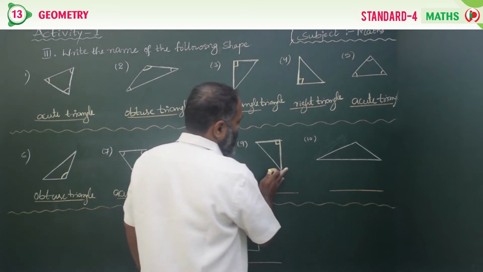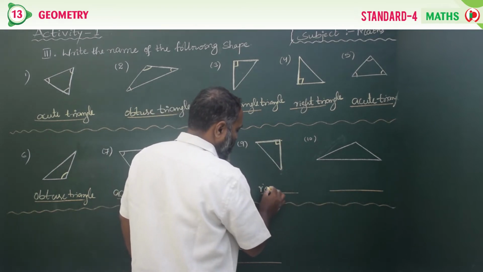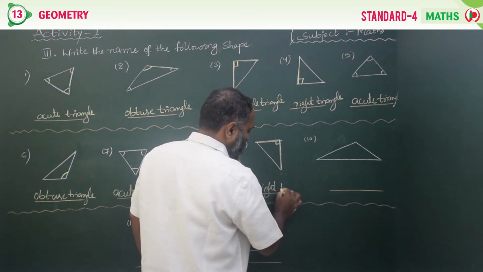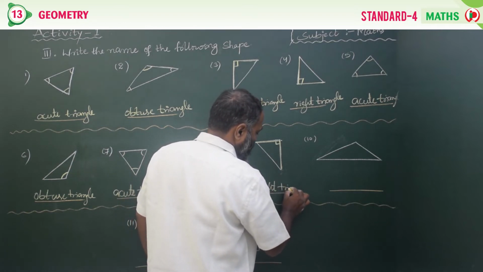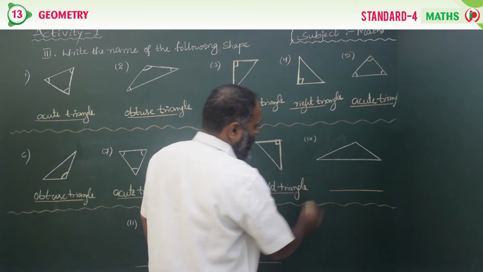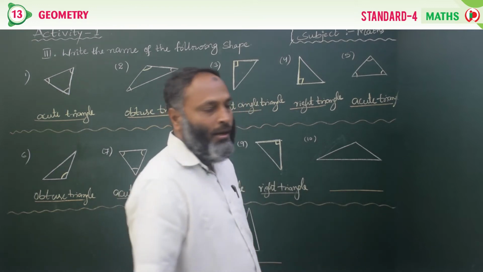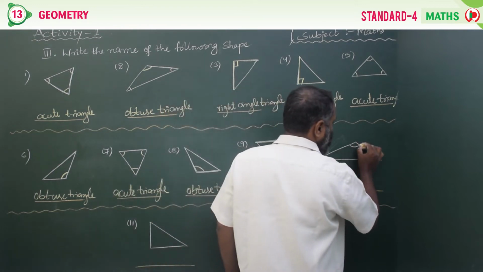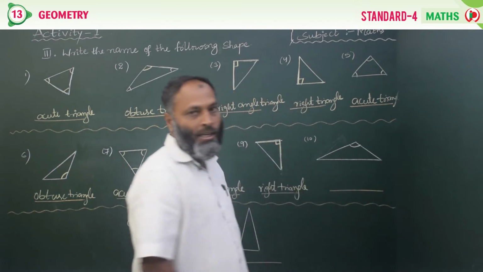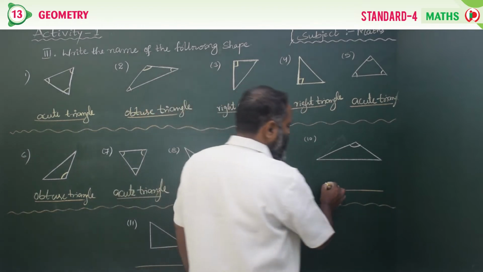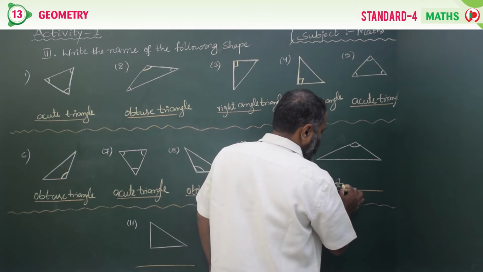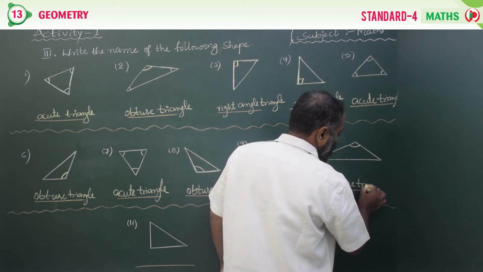So that means it is a right triangle, or right angle triangle. Now, here one of the angles is more than 90 degrees, so that is an obtuse triangle.